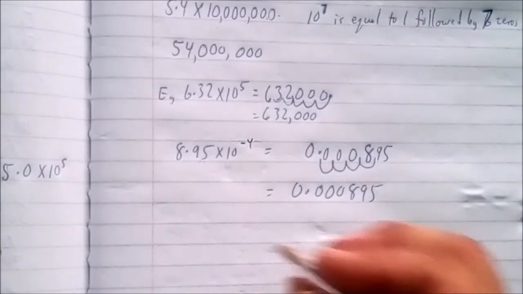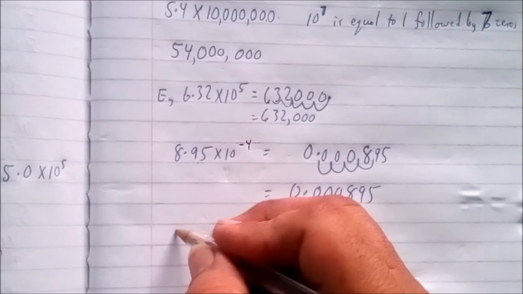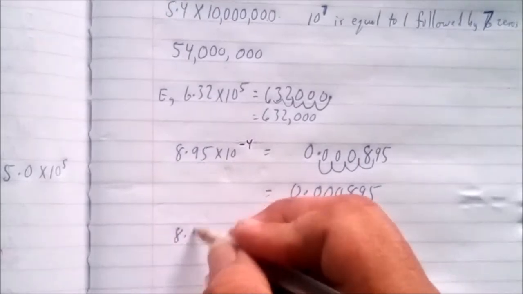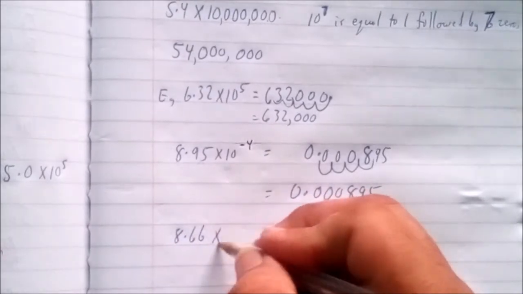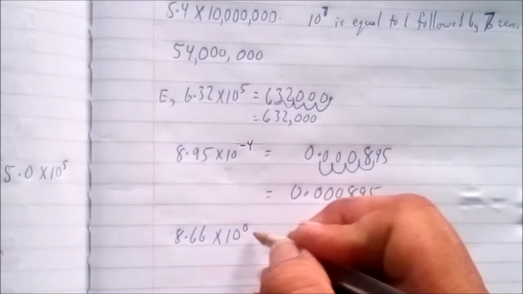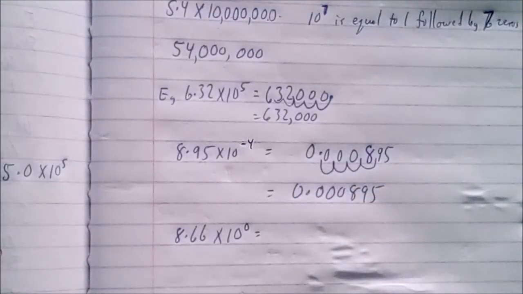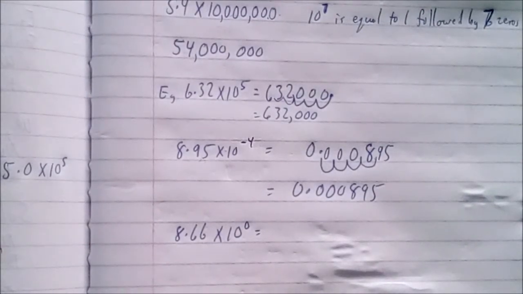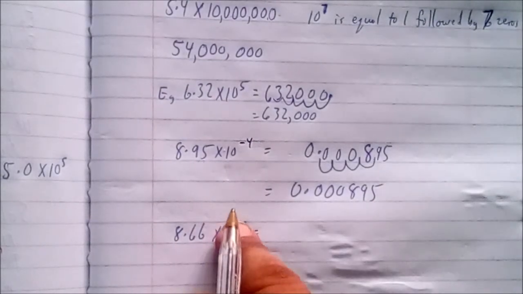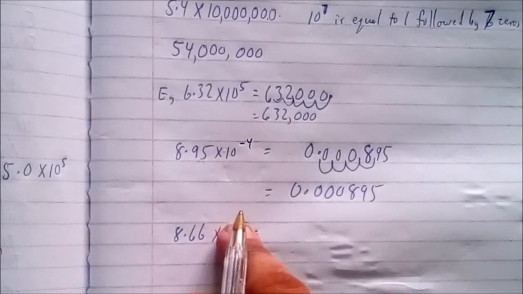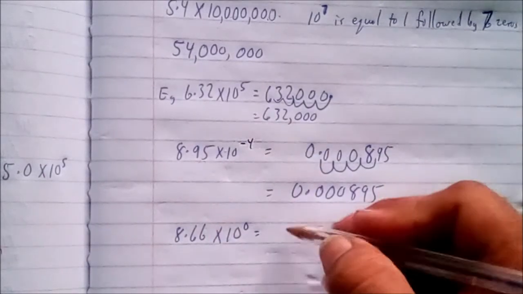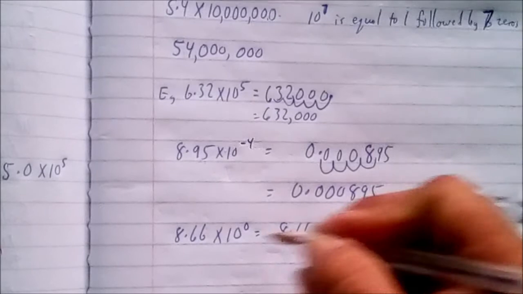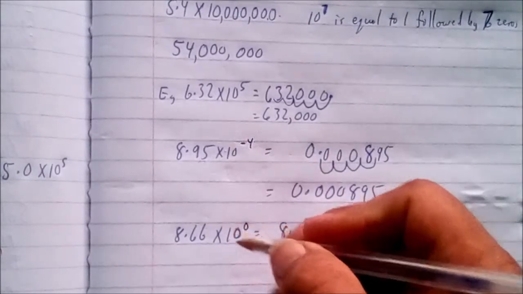Okay, if we have a next example, 8.66 times 10 to the 0 power. Let me see who will guess this. What will be the solution? Well, there's no movement of the decimal for this one here. Why? Because anything to the 0 power is always 1. So if you multiply 8.66 times 10 to the 0 power, that will give us 8.66. Remember that anything to the 0 power is always 1.